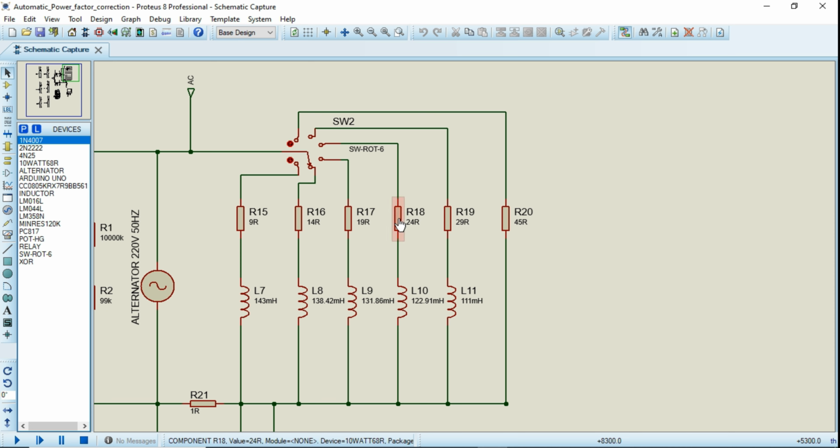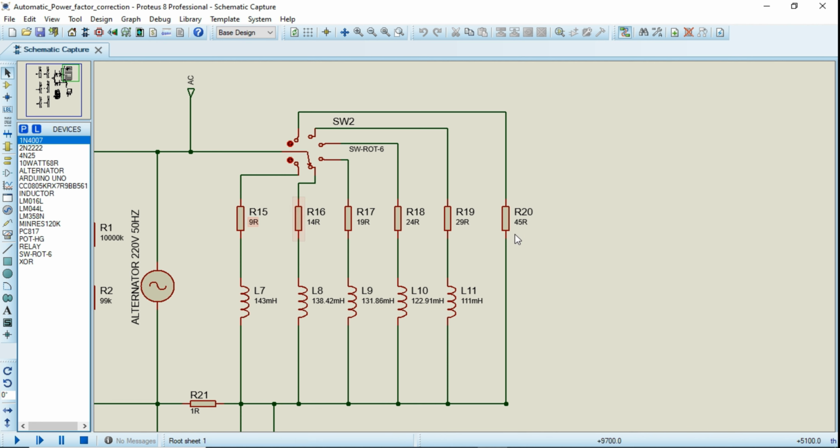Similarly, this load has the value of resistance 24 ohm and the value of inductance that is connected in series with this resistance is 122.91 millihenry. Next one, the value of resistance is 19 ohm and the value of inductance is 131.86 millihenry. Similarly, next two resistances are connected to respective inductances in series with them.